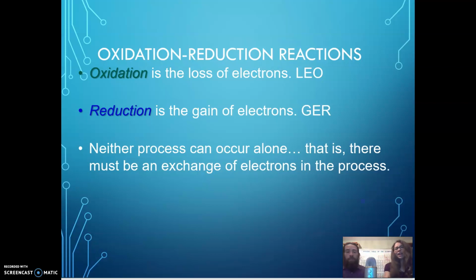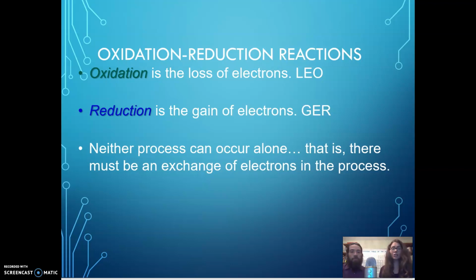Oxidation reduction reactions always occur together. There's an oxidation piece and a reduction piece, and it can't happen alone because if something loses electrons, something else has to gain the electrons. The electrons don't just disappear. So when we're talking about redox reactions, we're talking about both.